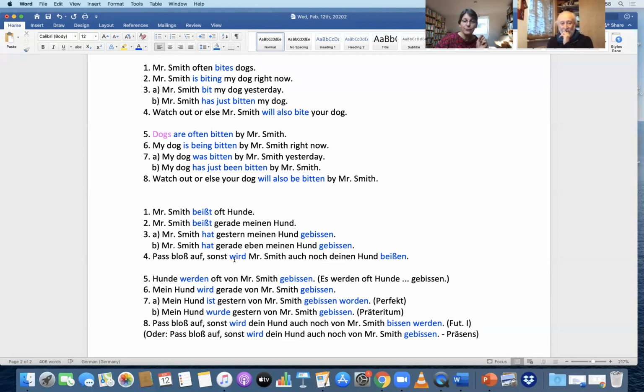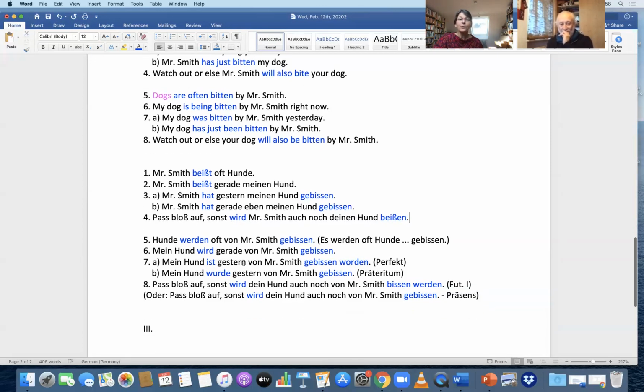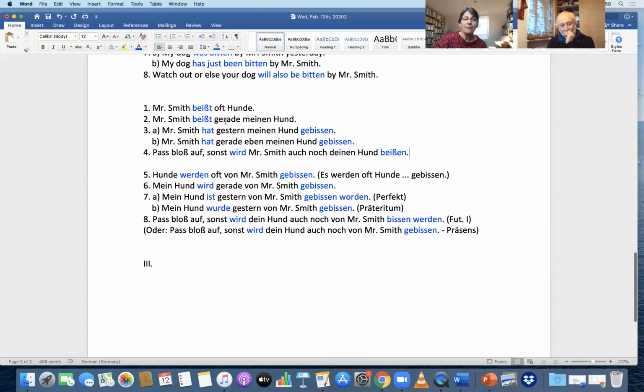Anyway, pass bloß auf, sonst wird Mr. Smith auch noch deinen Hund beißen. In order to make it easier, I stuck with a future tense in both languages. So now we'll work on putting the German sentences in the passive voice. Mr. Smith beißt oft Hunde. Simple present. So we need werden in the simple present plus the past participle. Hunde werden oft von Mr. Smith gebissen.